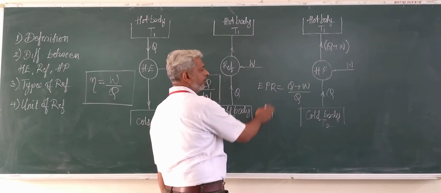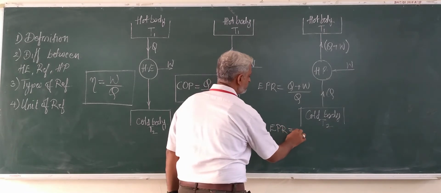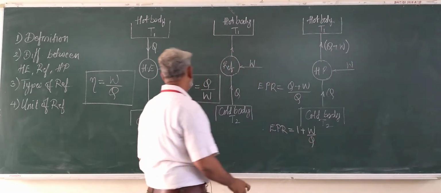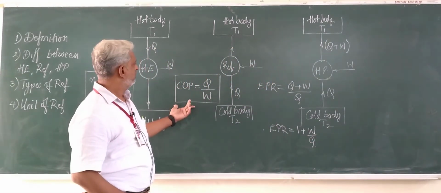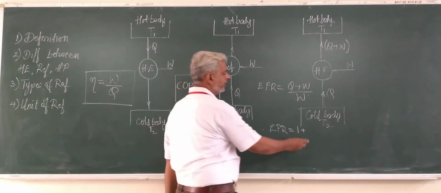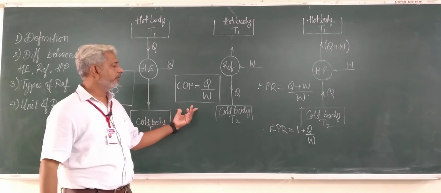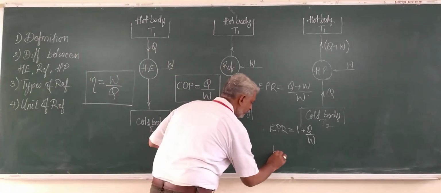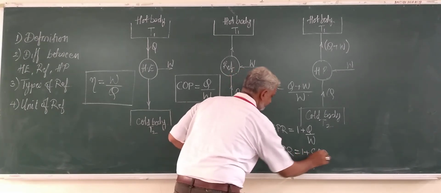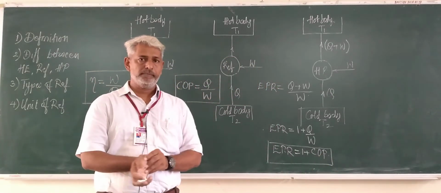We can simplify this further. We can write EPR is equal to 1 plus W upon Q. As you can see from COP, therefore EPR is equal to 1 plus Q upon W. You can see from COP that COP is nothing but Q upon W. Therefore finally we can write EPR is equal to 1 plus COP. So EPR of a machine is always more than the COP by 1, by unity we can say.